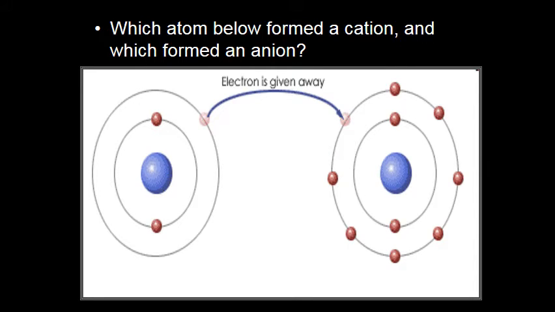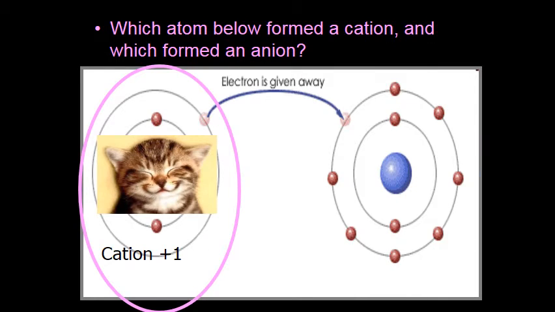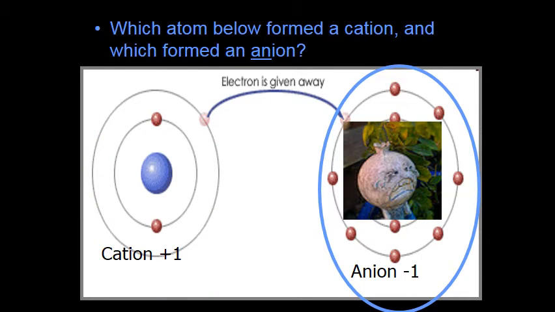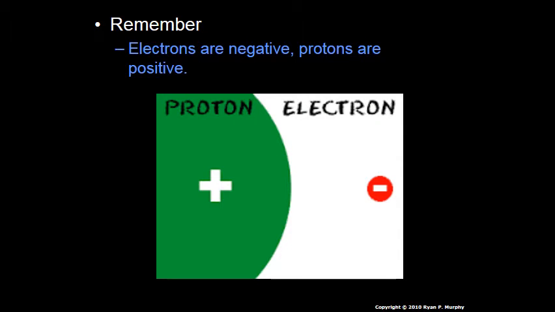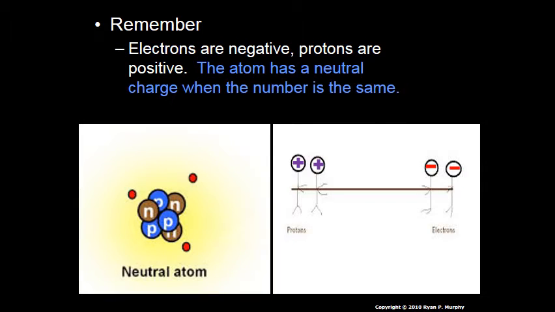Which one of these atoms formed a cation and which one formed an anion? So this one lost an electron, this one gained an electron. So this one is going to be more positive, and this one is going to be more negative. So the one on the left is the cation, the one on the right is the anion. Once again, please remember that electrons are negative, protons are positive. Hopefully you got that by now.